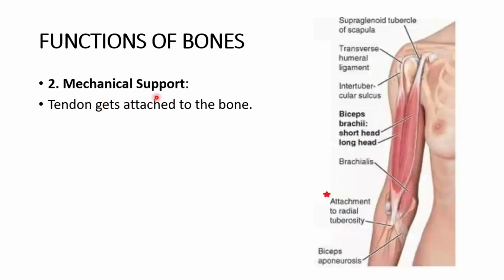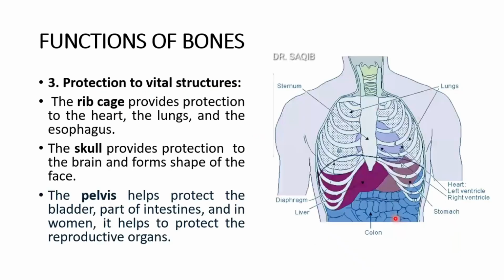Number two is the mechanical support. The function of the bone, mechanical support. Tendon gets attached to the bone. Here you could see attachment to the radial tuberosity of the tendon of the biceps brachii, short head and long head. They get attached to the radial tuberosity. This is a mechanical support.